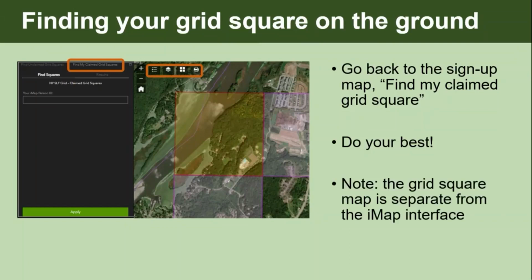And I will also note, in case it causes any confusion, this grid square map is completely separate from iMapInvasives. So you would use iMapInvasives to see your records and look at the data. But the grid square map is separate. So that's on our website at nyimapinvasives.org/SLF. And as your records get confirmed, you will actually see them pop up in this map because we are drawing those in from iMapInvasives.